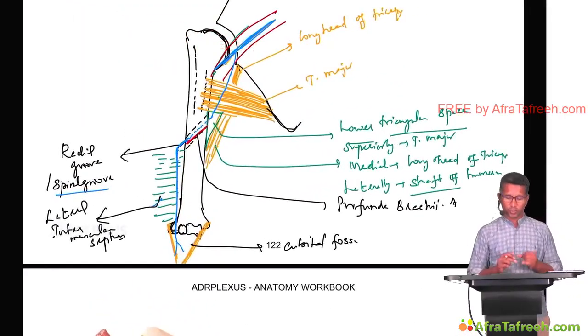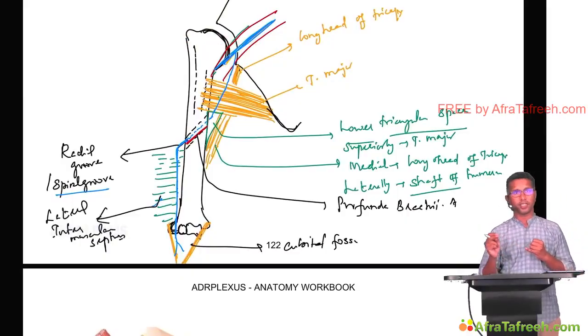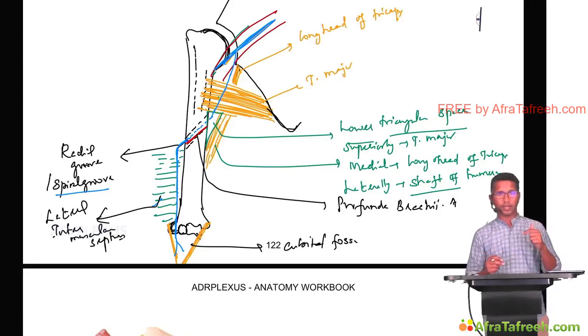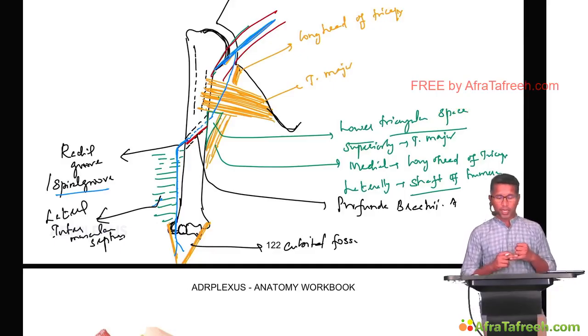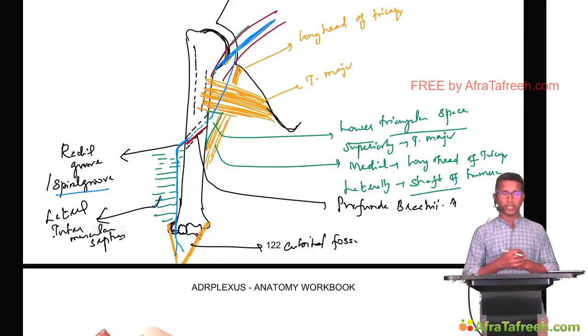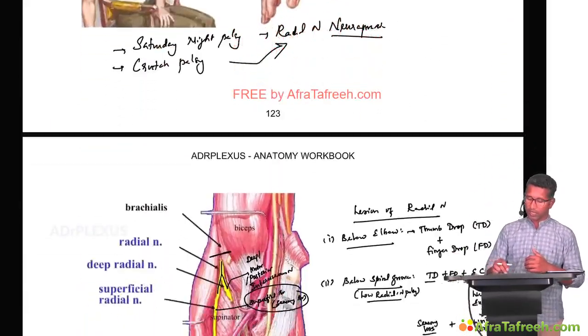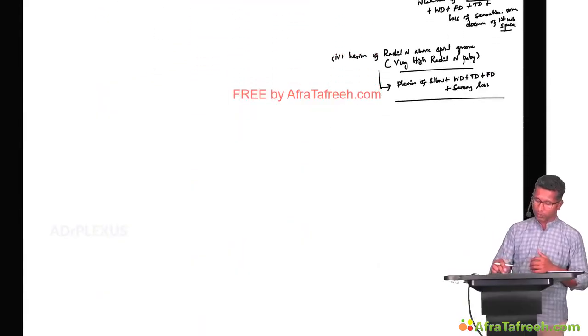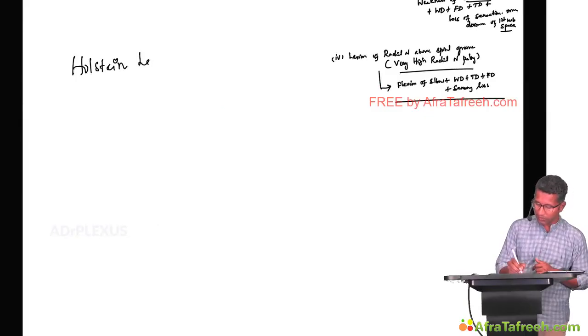Two important things you should remember. One is the lower triangular space and the spiral groove. Next is the point where the nerve pierces the lateral intermuscular septum. It is very important. Now if somebody asks what is the most common cause of radial nerve lesion or radial nerve injury, what will you say? You will say that a fracture most commonly causes radial nerve injury. That fracture is called Holstein-Lewis fracture.